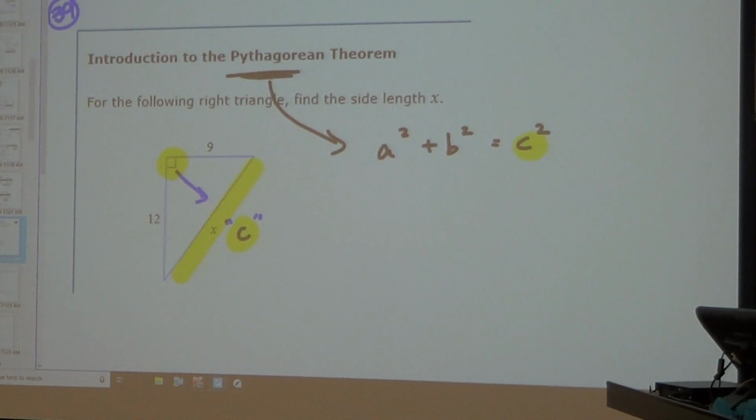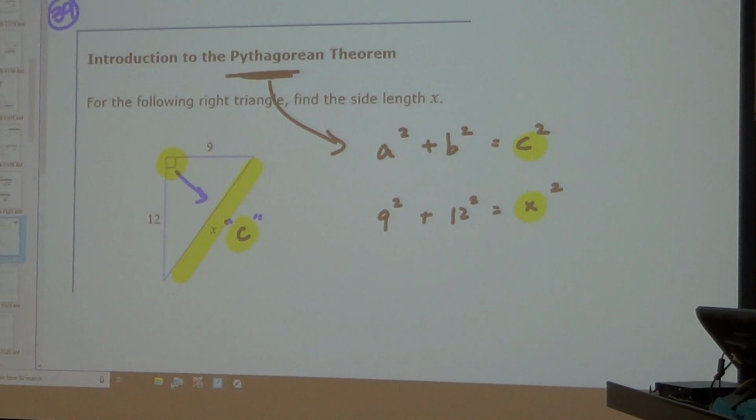So in this problem, my C is going to be X. I don't care what you call A and B. You can call either one A and either one B. So I'm going to do 9 squared plus 12 squared. As long as I can identify C, I don't care about A and B. But C has to be across from the right angle. Got to have it across from the right angle.